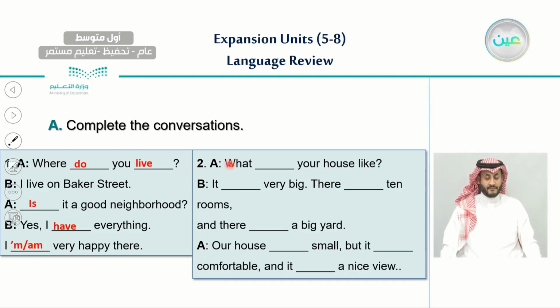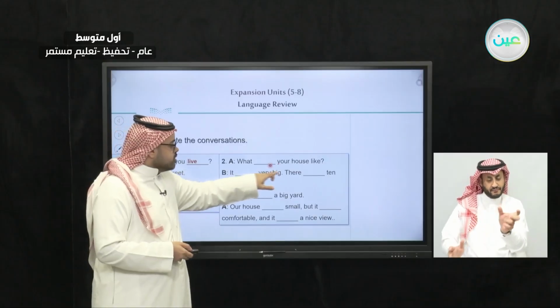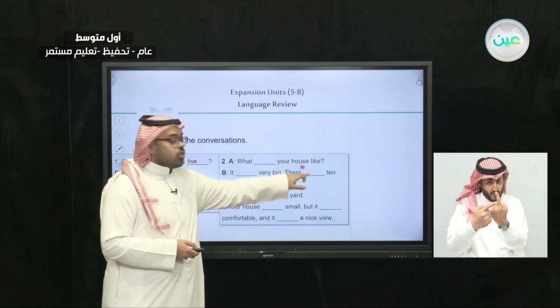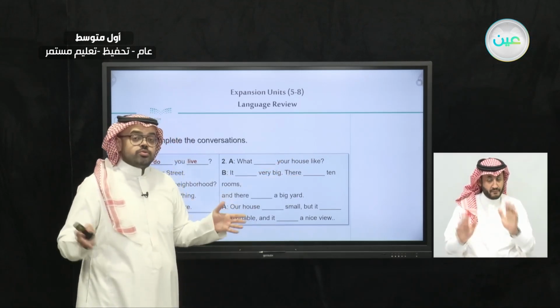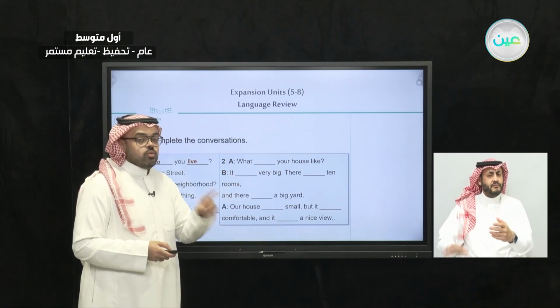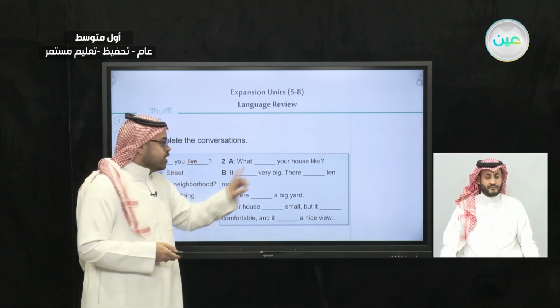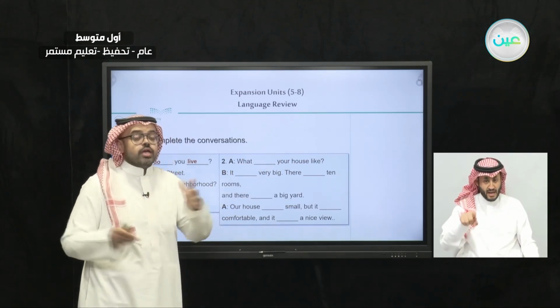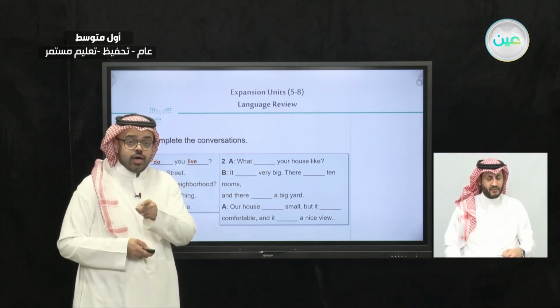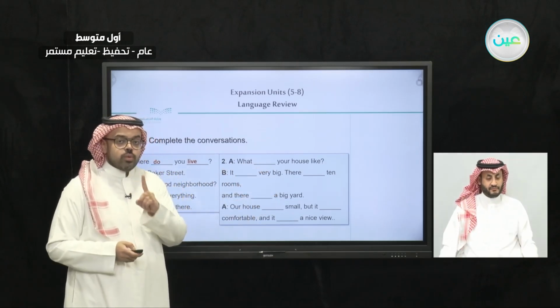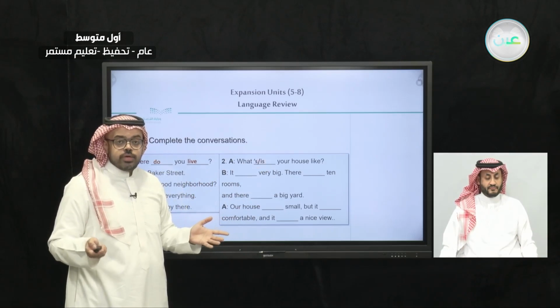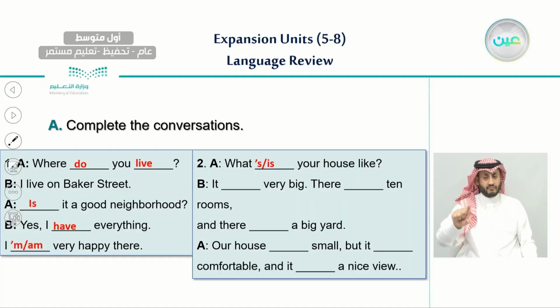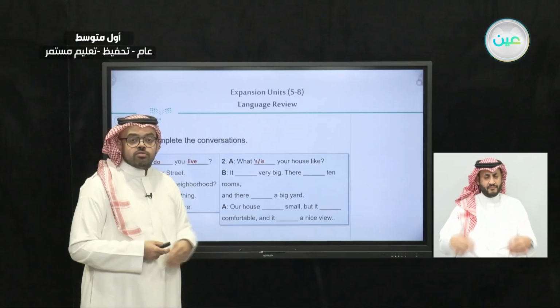So here we have, what ___ your house like? Now he talks about only one thing. So what is the verb to be that we should add here? He said, your house, not houses, your house. So since it's only one thing, the verb to be will be is. So what is your house like?